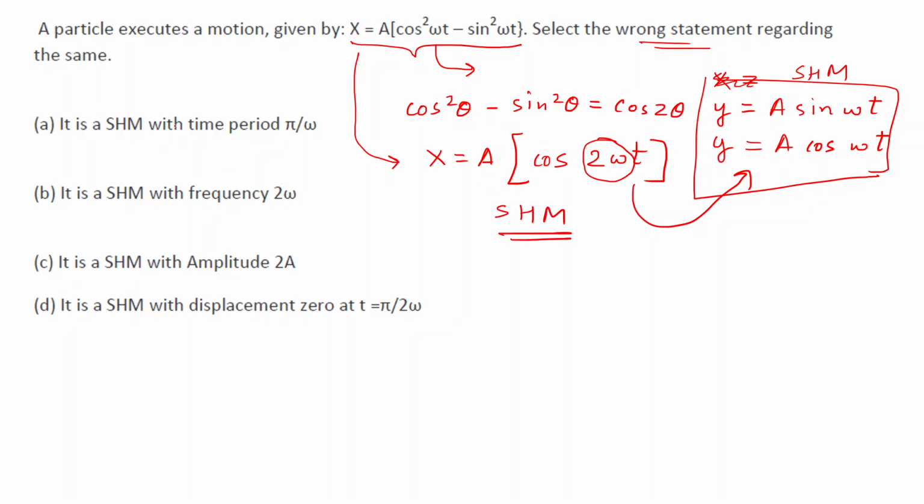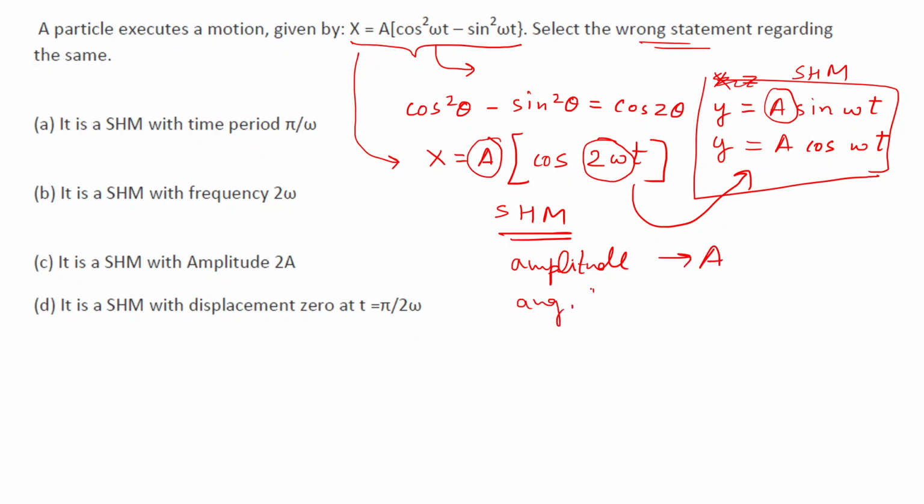Now the next thing is, what is the time period in this? Here it is a simple harmonic motion. The amplitude here, from this equation, we know this is the amplitude. So this is the amplitude here. Amplitude is A.